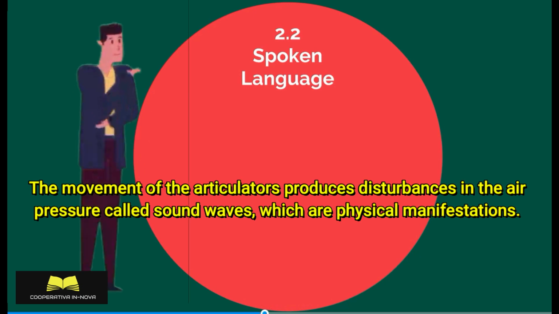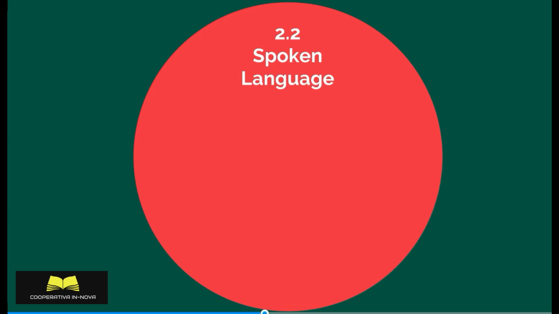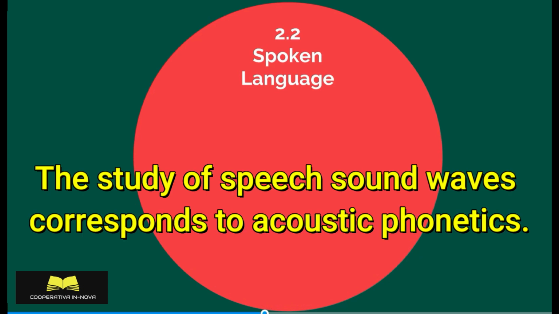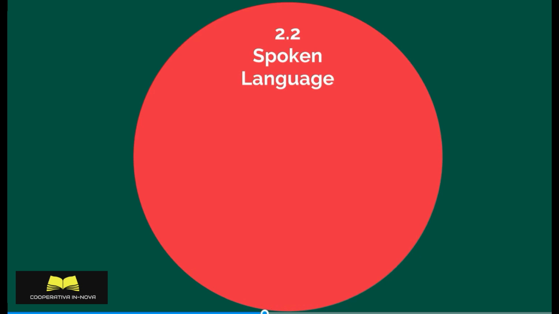The movement of the articulators produces disturbances in the air pressure called sound waves, which are physical manifestations. This is the acoustic stage of the chain, during which the sound waves travel towards the listener's ear. The study of speech sound waves corresponds to acoustic phonetics. These sound waves activate the listener's eardrum. The hearing process is the domain of auditory phonetics.